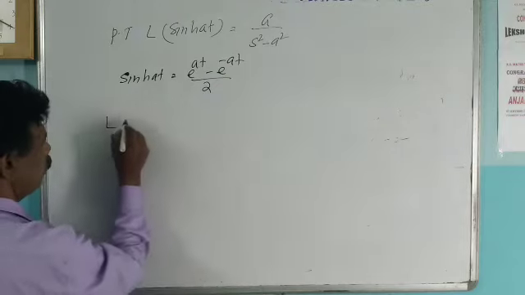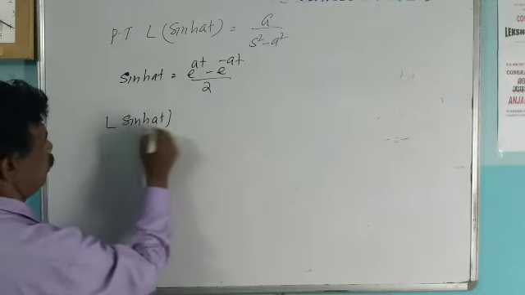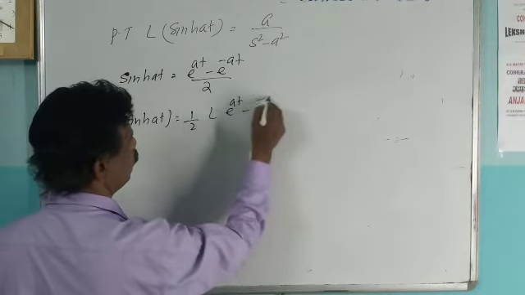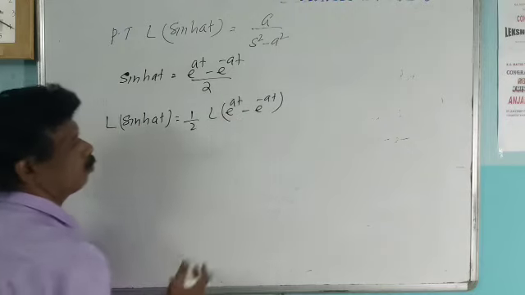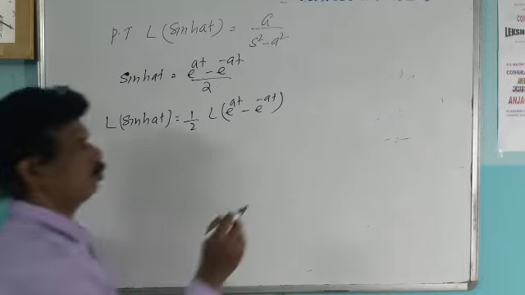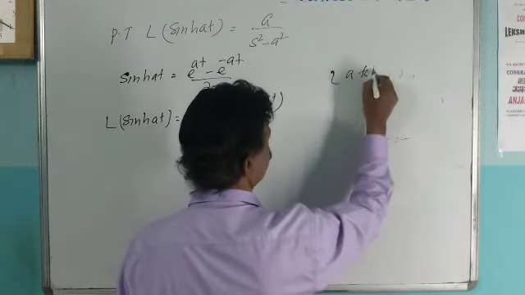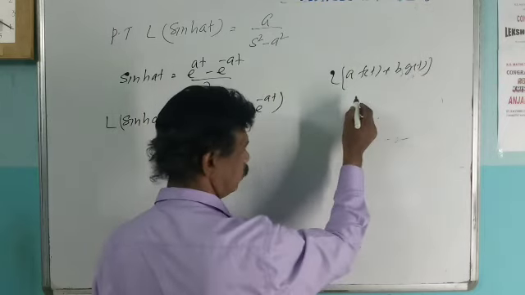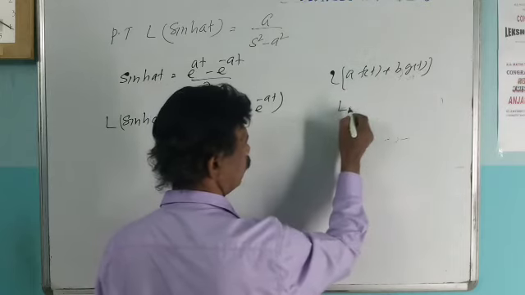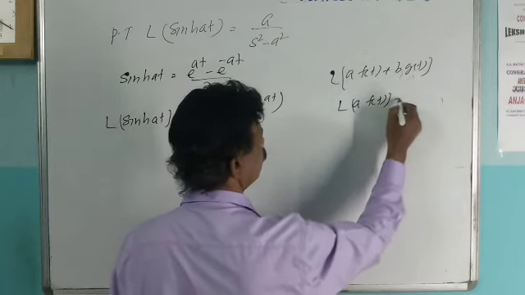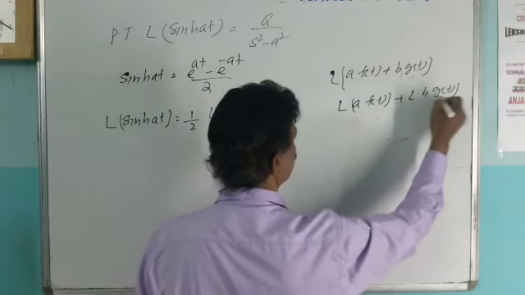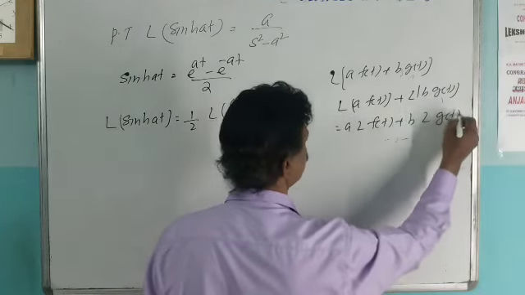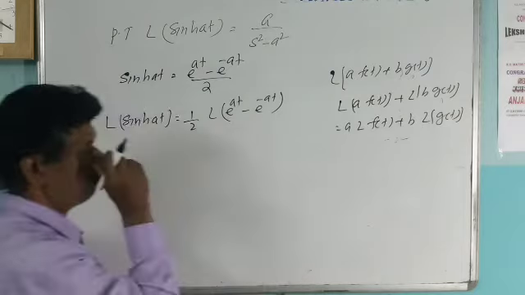Then Laplace of sinh at equals 1 by 2 out of Laplace of e raised to at minus e raised to minus at. By the linear property of Laplace transform: if f of t and g of t are two functions, then by the linearity of the Laplace transform we can write Laplace of a f of t plus b g of t equals a into Laplace of f of t plus b into Laplace of g of t. That is the linear property of Laplace transform.